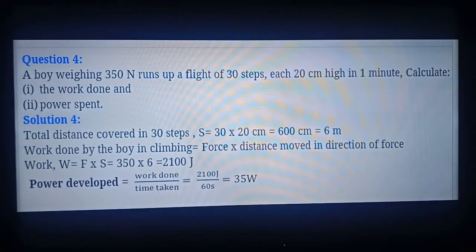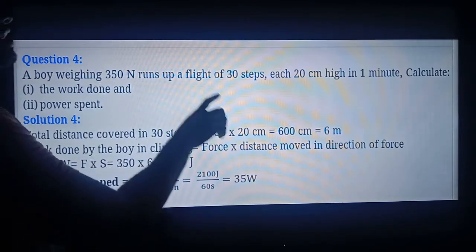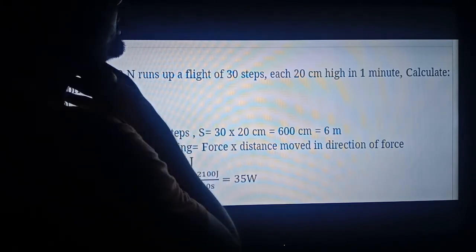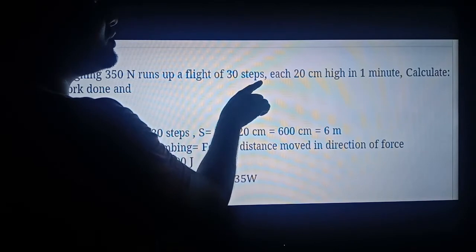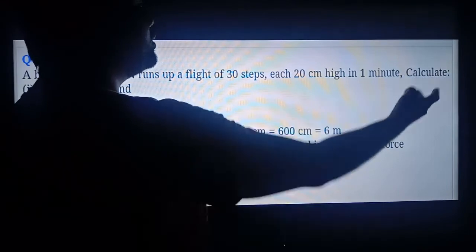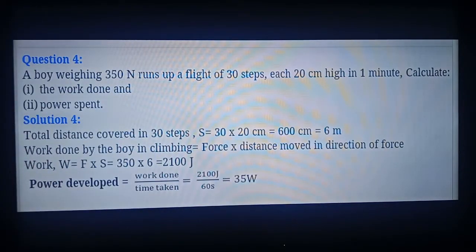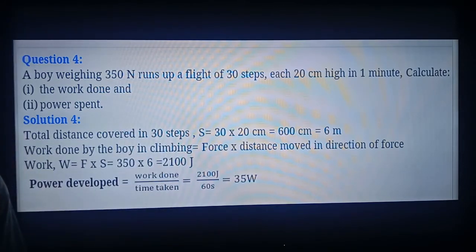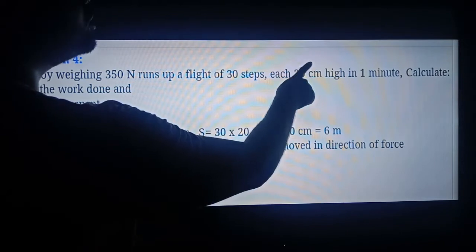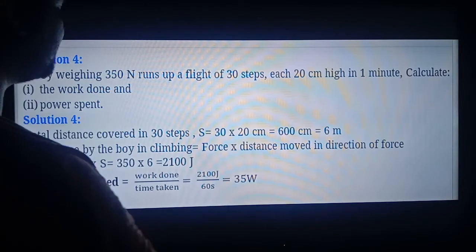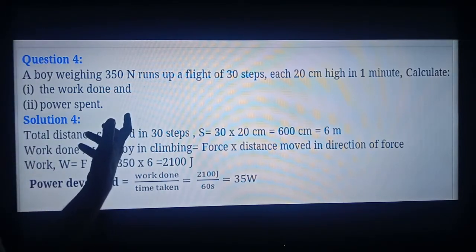Let's see question number 4. A boy weighing 350 Newton, this is F, runs up a flight of 30 steps, each 20 centimeter. Means there are 30 stairs, each of height 20 centimeter, in 1 minute, this is the time, 1 minute equal to 60 seconds. Calculate the work done and the power spent. First of all, we have to see the total distance covered in 30 steps. So 30 into 20, that is 600 centimeter, converted to meter, that is 6 meter.